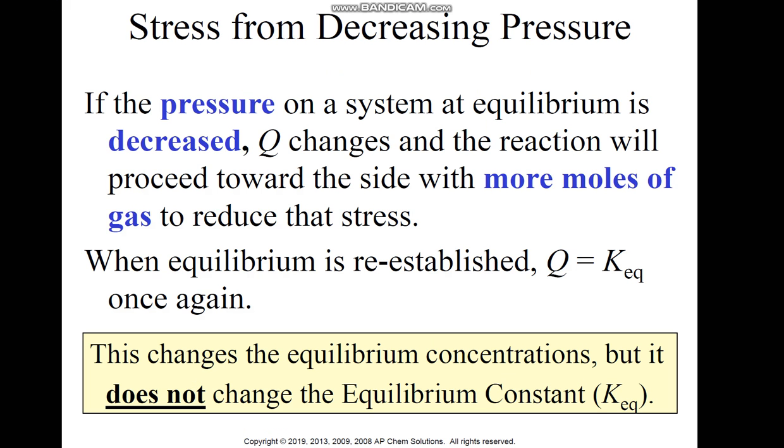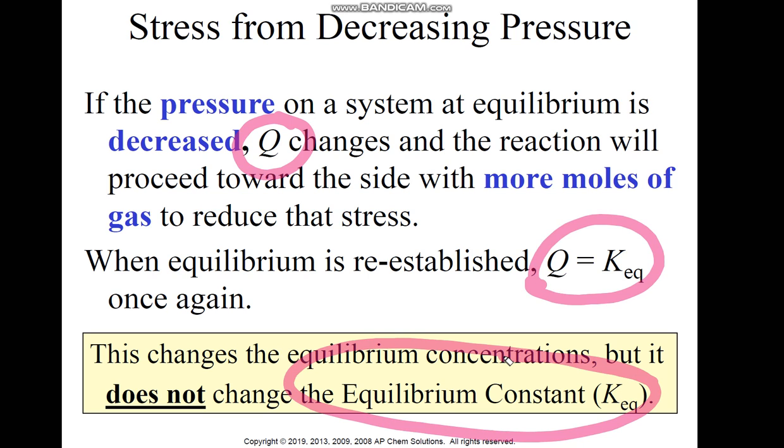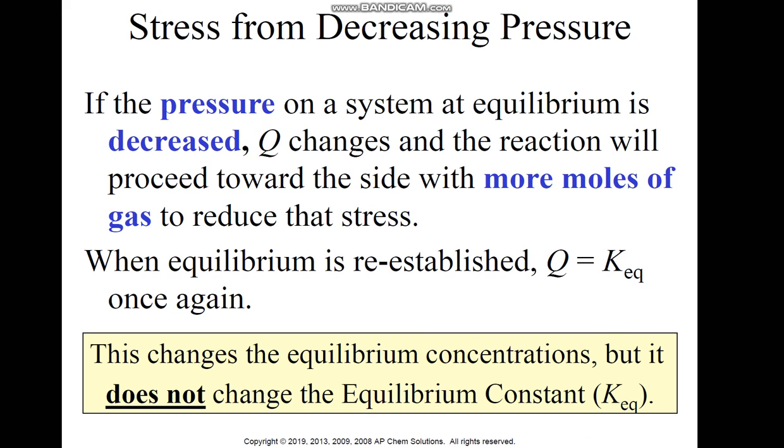Similarly, if the pressure on a system at equilibrium is decreased, again, the Q is going to change. Q is our quotient. Q is the one that changes pretty frequently based on the reaction. The Q is going to change, and it's going to proceed toward the side with more moles because, again, we're trying to reduce the stress. So if the pressure decreases, it's going to go toward the side with more moles until equilibrium is reestablished. Again, the equilibrium constant is not going to change in this particular case.